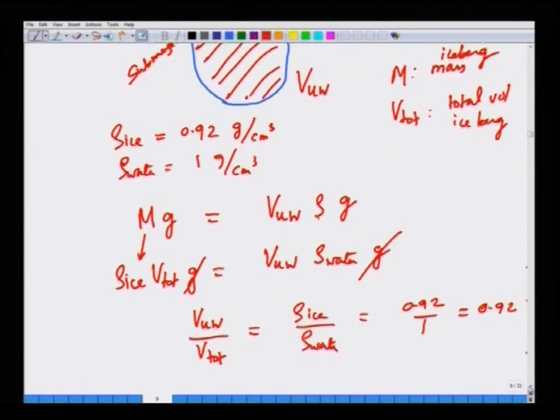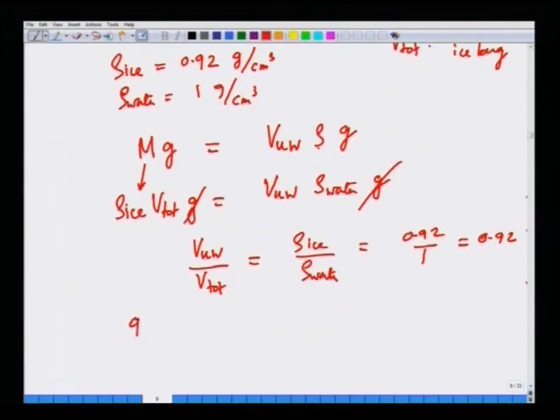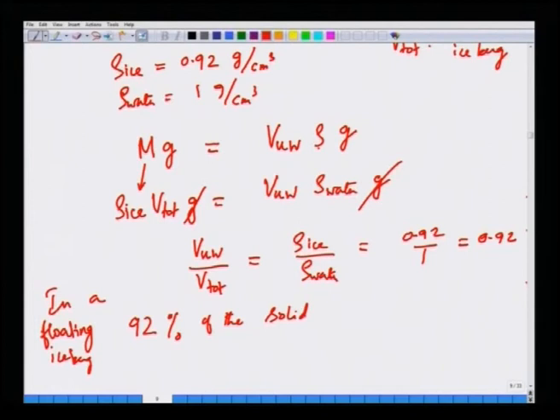So, what this simple example is telling you is that in a floating iceberg, 92% of the solid mass is underwater. This is a straightforward consequence of the buoyancy principle, that 92% of the ice in an iceberg is completely under water.